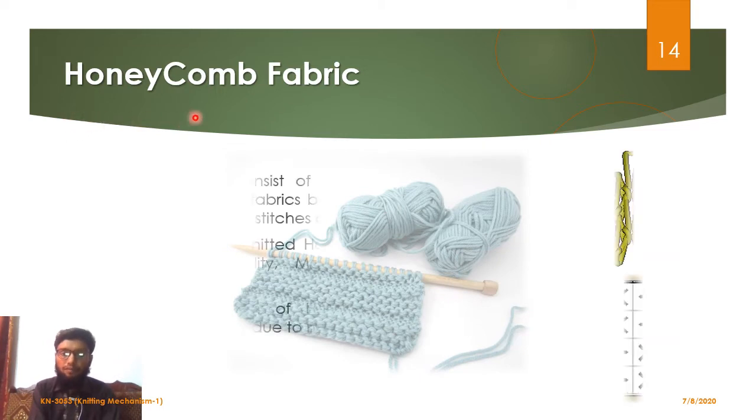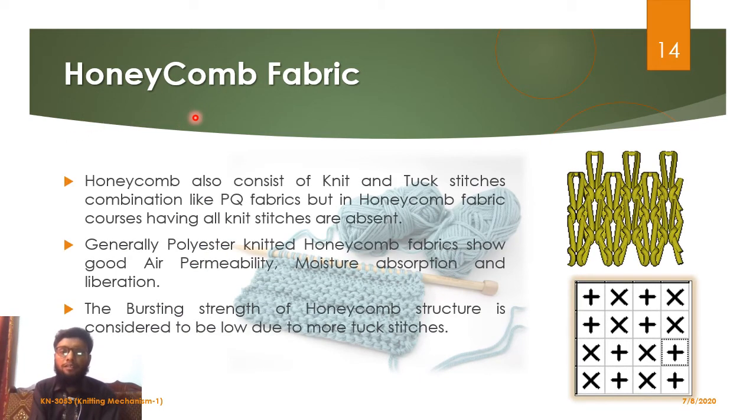Honeycomb fabric. This fabric is also formed by a combination of knit and tuck stitches, but here the design notation shows that the all-knit course is absent, as it is present in the case of PK fabrics. These fabrics also consist of tuck stitches, making them air permeable, but the plastic strength decreases due to the greater use of tuck stitches.